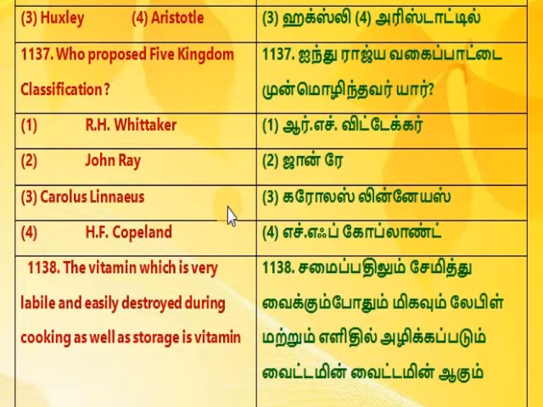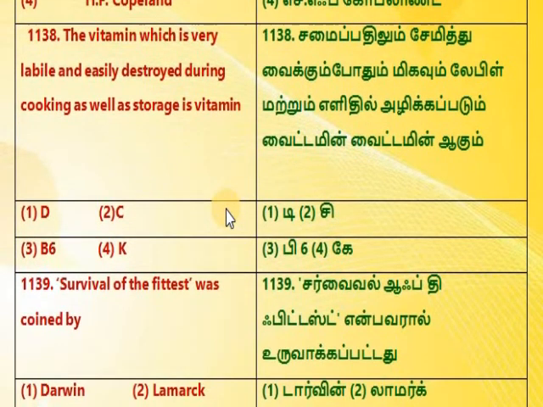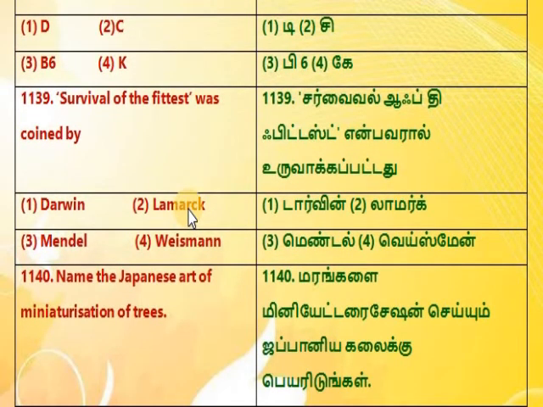1137 Who proposed five-kingdom classification? 1. R. H. Whittaker, 2. John Ray, 3. Carolus Linnaeus, 4. H. F. Copeland. 1138 The vitamin which is very labile and easily destroyed during cooking as well as storage is vitamin 1. D, 2. C, 3. B6, 4. K. 1139 Survival of the fittest was coined by 1. Darwin, 2. Lamarck, 3. Mendel, 4. Weismann.